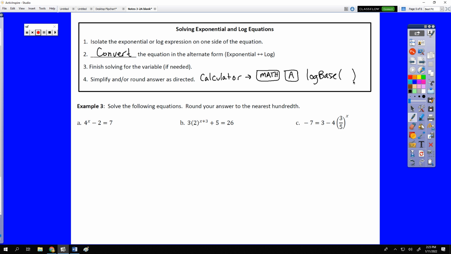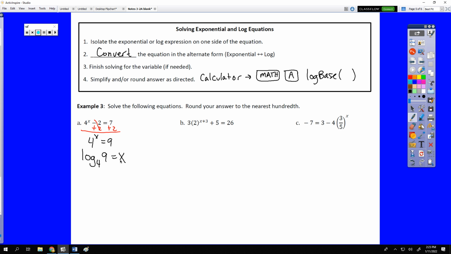Okay, and that will give you the ability to plug that value into your calculator. So, for instance, on example A, we need to isolate 4 to the x power. So we'd start by adding 2 to each side, which would give us 4 to the x power equals 9. That is isolated, so now we will rewrite that as a logarithm. Log base 4 of 9 equals x.